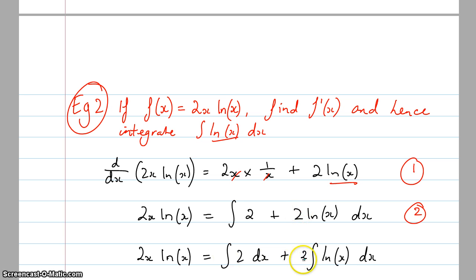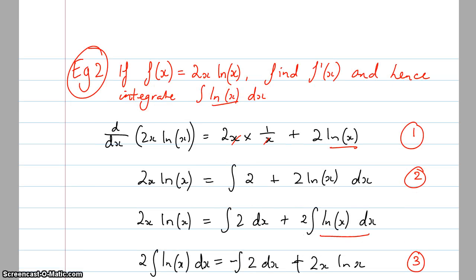So now I separate them out, and I also drag the 2 out the front just because I don't need that one there anymore, because I actually want to make this look exactly like the thing that I want. So then I rearrange them to make this. I drag this to the left hand side, and all the rest of the stuff I put on the right hand side. So just be careful with your negatives if you're moving things left and right. But I end up getting this negative integration of 2 dx plus 2x log x, because that bit's just from over there.